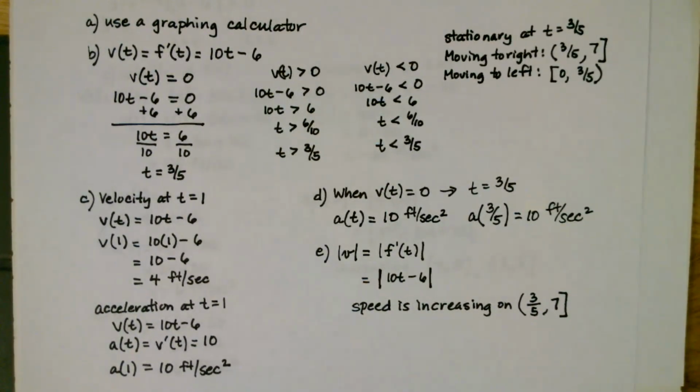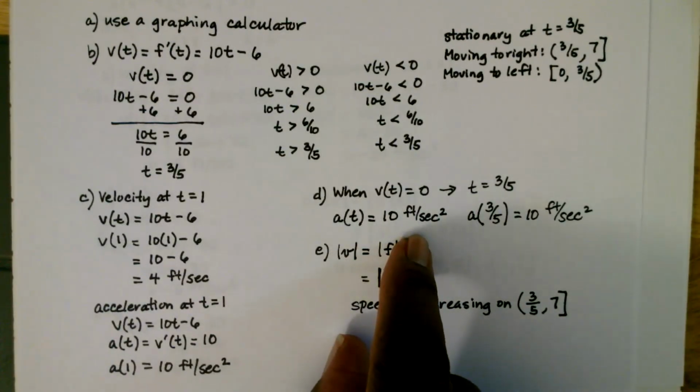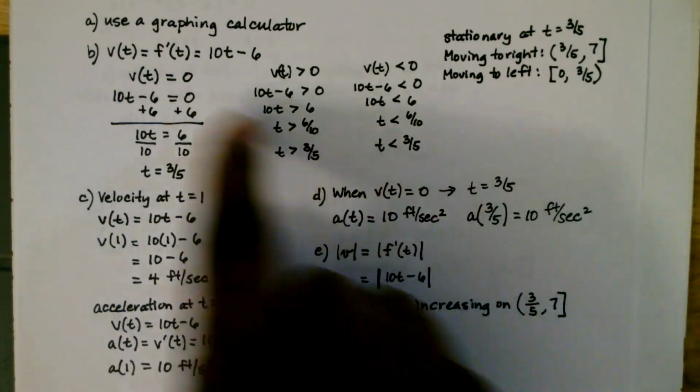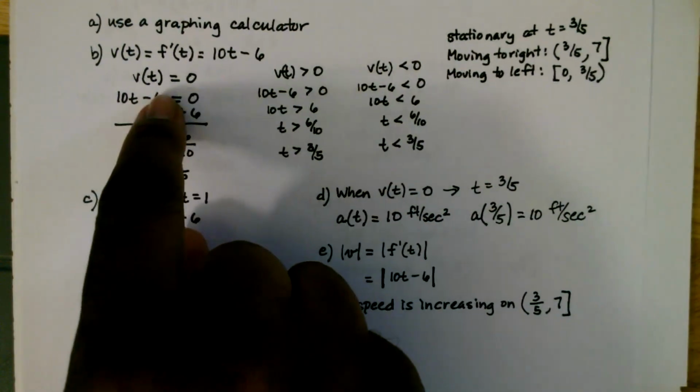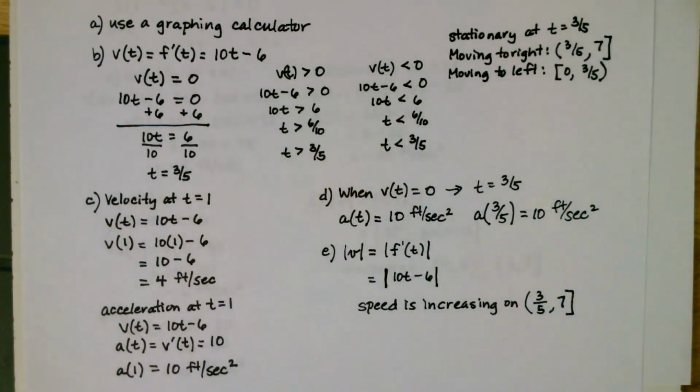I just need to clarify that particular problem since you were wondering why A of t was 10 feet per second squared. And I need to clarify that when the velocity was 0, the time we came up with in part B was 3/5. And then we use that time to substitute into our velocity formula. I mean, acceleration formula.